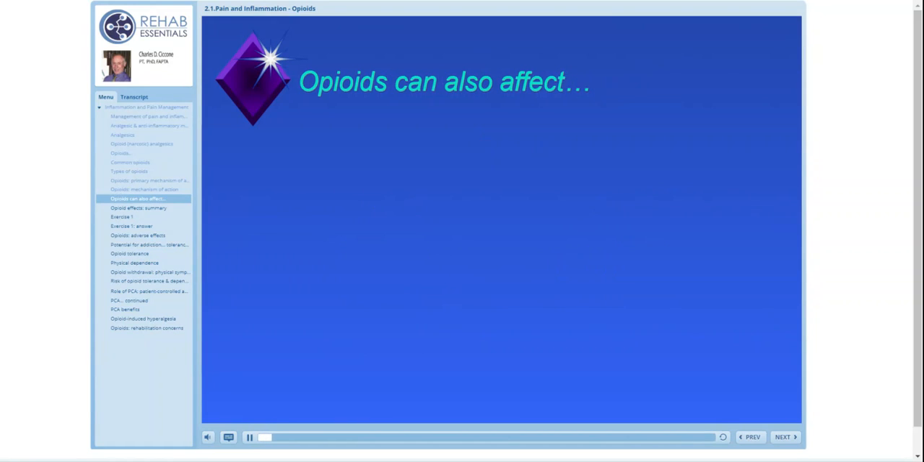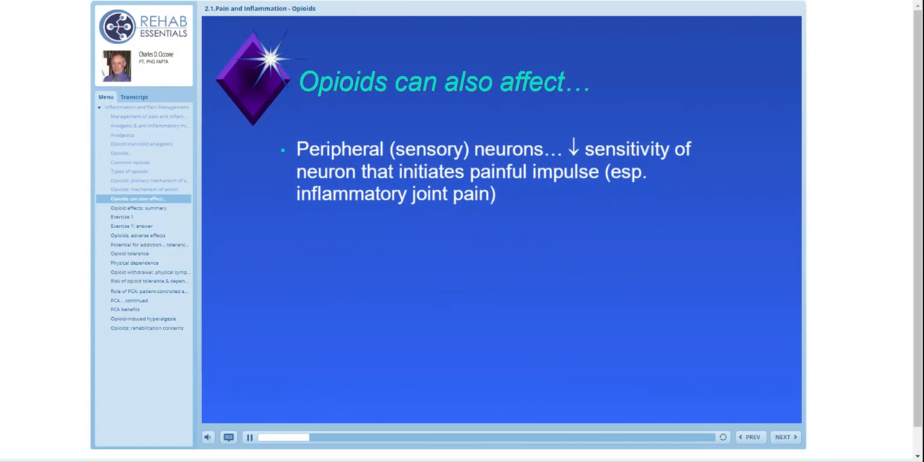Now, the effect of opioids on these synaptic pathways has been known for quite some time. More recently, it was discovered that opioids can also affect other activities in the pain transmission. For instance, there are opiate receptors at peripheral sensory neurons, typically in joints. And opioids can even be produced in those joints, bind to these receptors, and decrease the sensitivity of the neurons that initiate the pain. But again, this is probably true for inflammatory joint pain. It may not be true for other types of peripheral pain.